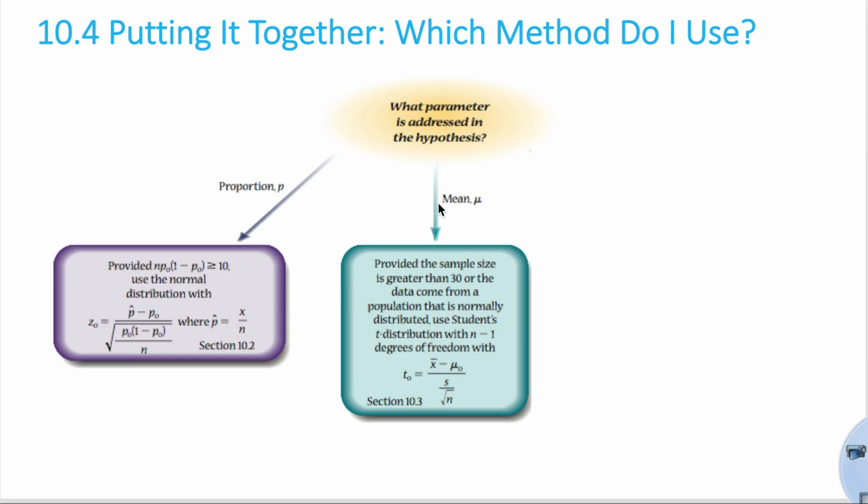If it's a mean, your sample size has to be greater than 30, or we've got to know it's already normally distributed. If it's not greater than 30, then you check to see if there are any outliers before you can use this method. If those conditions are met, we use the t distribution and find our t value, and here's the formula for each of those. So let's look at a couple of examples.